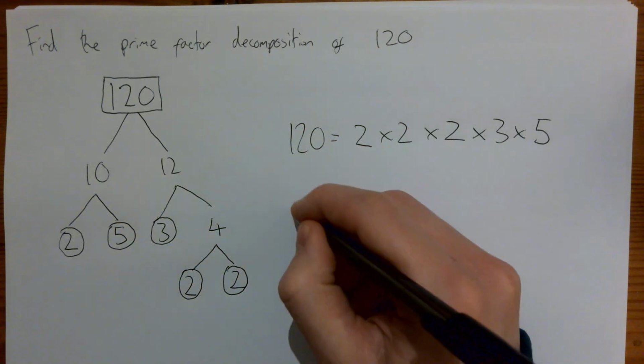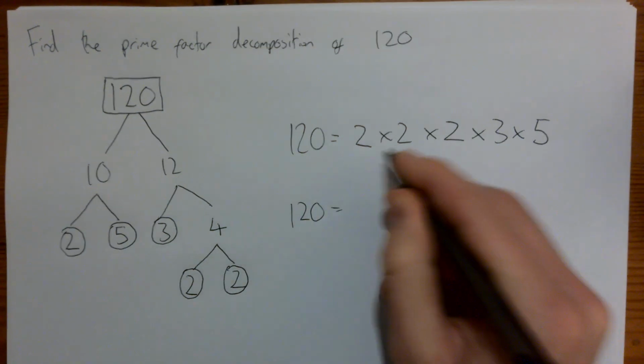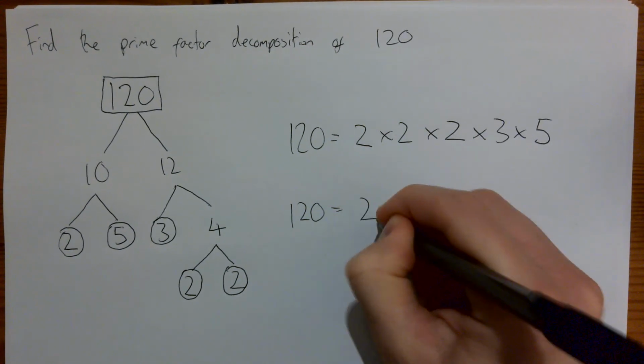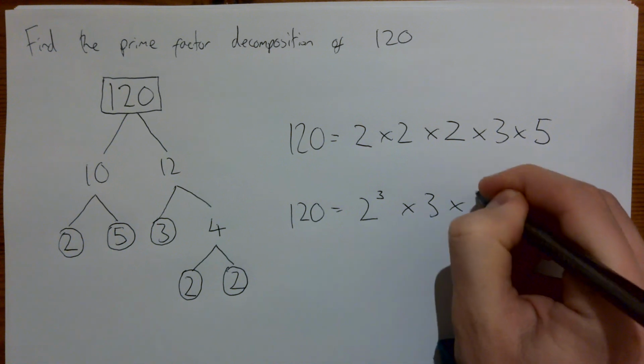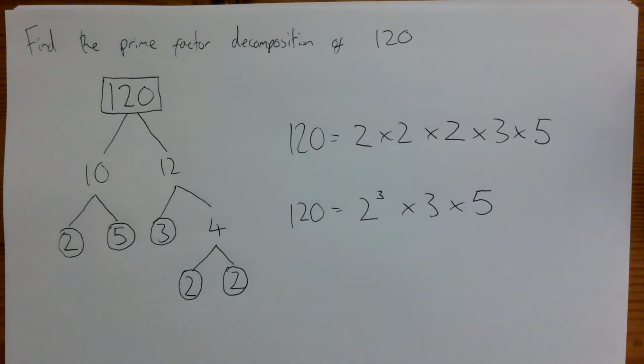And if I wanted to write that in index form, I know that 2 times 2 times 2 can be written as 2 cubed, and not missing the times 3 times 5. So I hope that all makes sense.